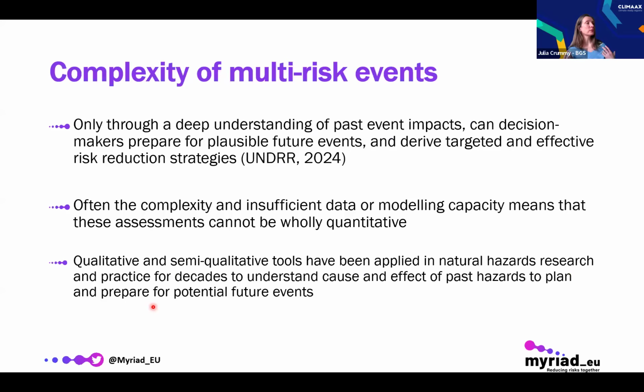And because multi-risk events are so complex, trying to plan for them for the future, we really need to have a deep understanding of past event impacts to prepare for plausible future events. What could a plausible future event look like? And then you can start to derive targeted and effective risk reduction strategies. But often in these situations, they're too complex to really model quantitatively, or there's insufficient data or even modeling capacity. So we need to bring in different approaches and bring in more qualitative and semi-qualitative tools.